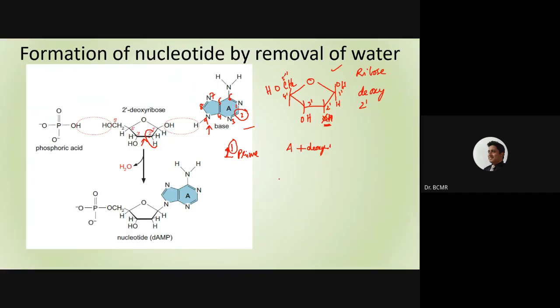So quickly, if you want to practice ribose and deoxyribose, it's simple. It's almost like you are writing a Rangoli. 1 prime, 2 prime, 3 prime, 4 prime, and this is 5 prime. That is ribose. So ribose has OH.